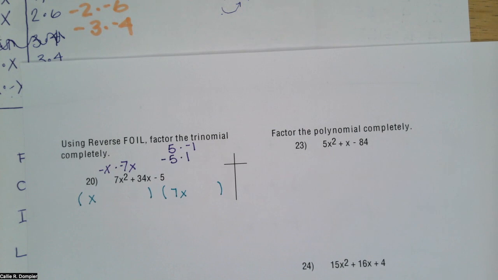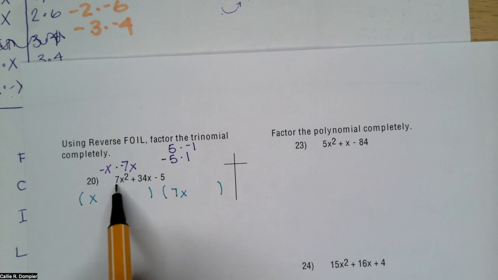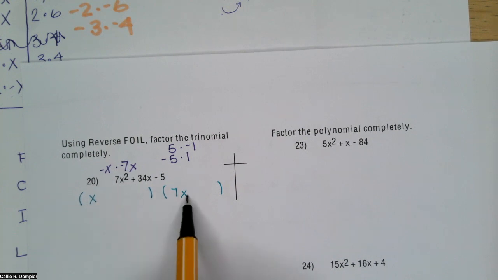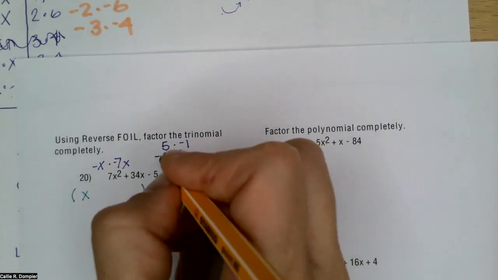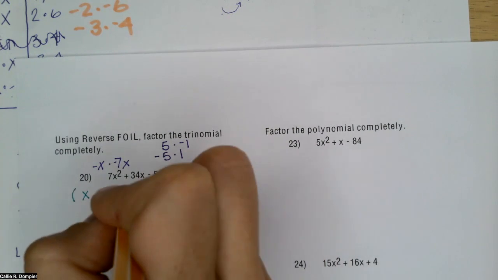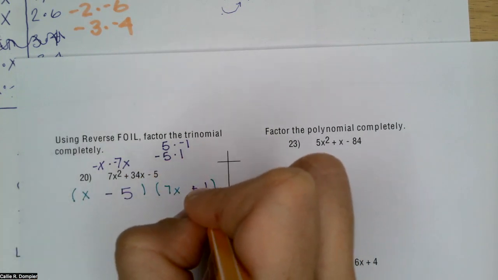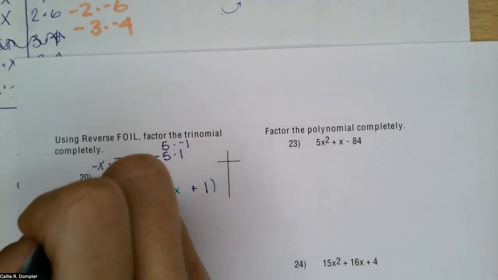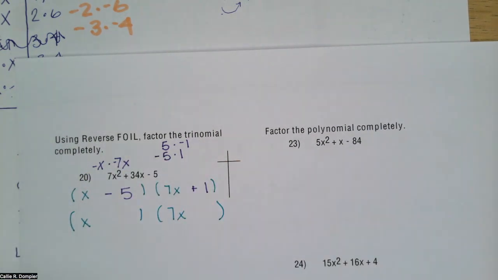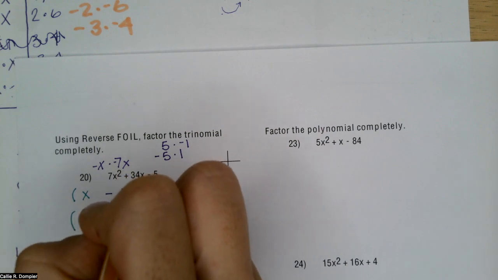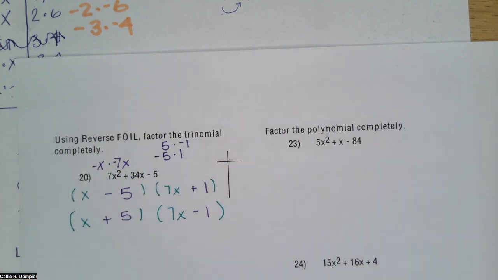I know what I mean. What I mean is, if this is positive, these two are going to be positive. Okay, I would not worry about negative x times negative 7x. So it's either minus 5 plus 1 or plus 5 minus 1, right? Those are all of our options. Or so it seems, right?